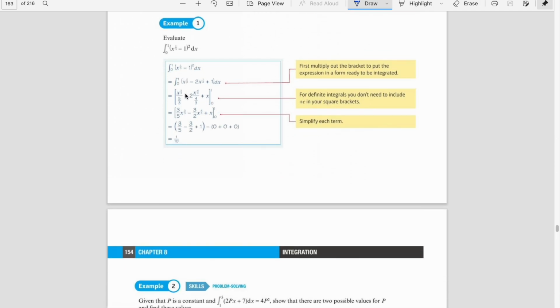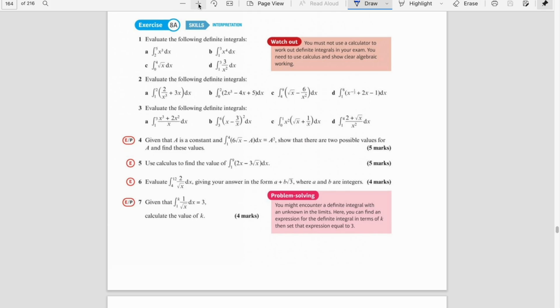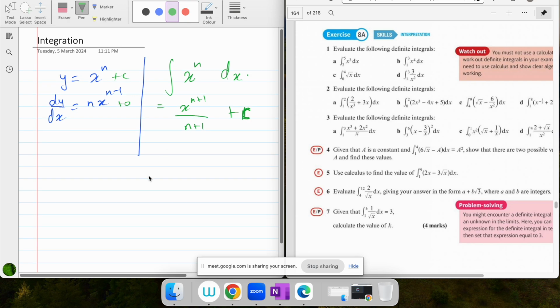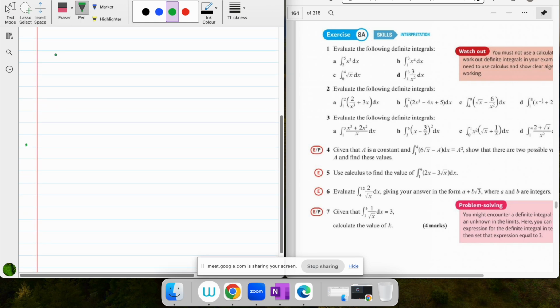When we have definite integrals, we do not need to add c, and what we do is use the upper limit and lower limit to evaluate this. It says find, question 1a, the integral of x cubed from 2 to 5, and we are integrating it with respect to x.